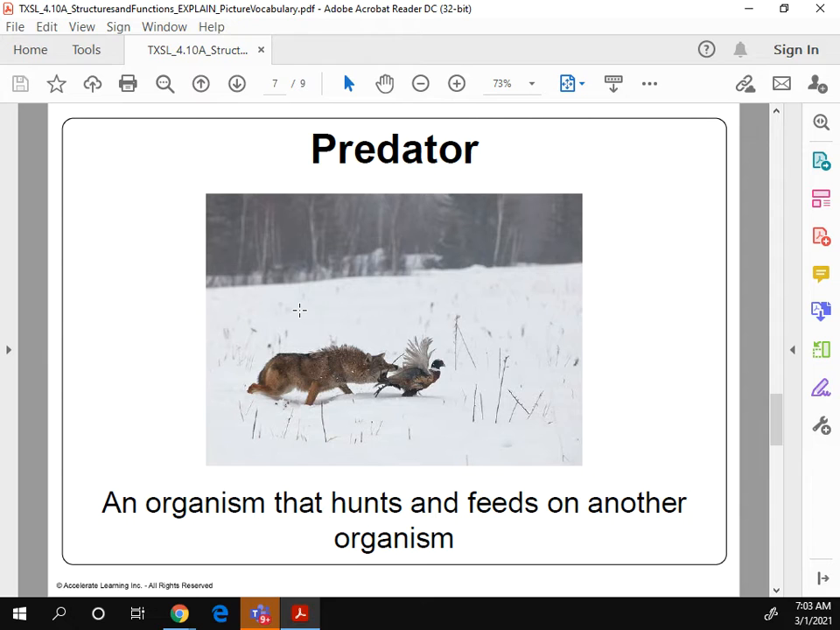Next is a predator. So an organism that hunts and feeds on another organism. So that is a predator. We can see that the wolf in there is going to try to eat the duck that is in the picture. So again, the wolf is the predator, and we'll learn about what prey is in a little bit, and that's based off of what the duck is.